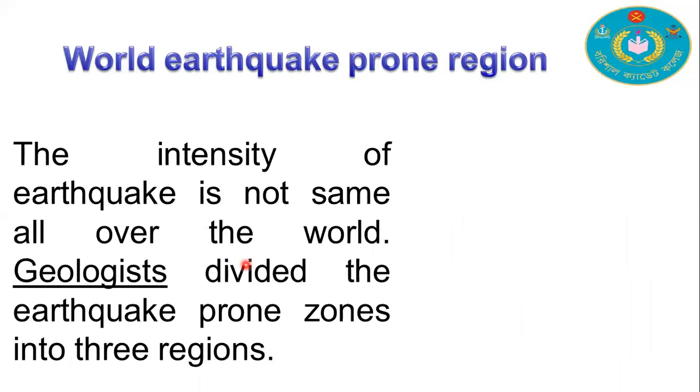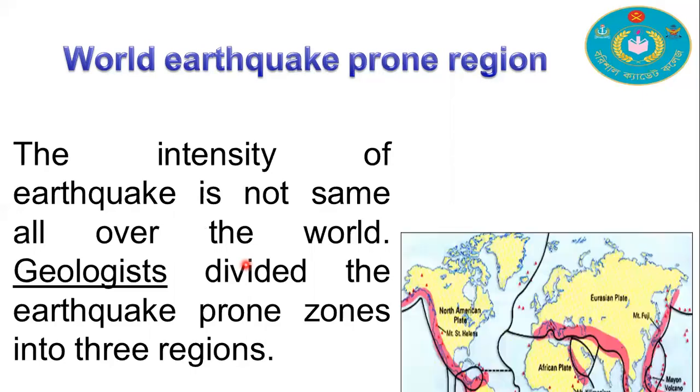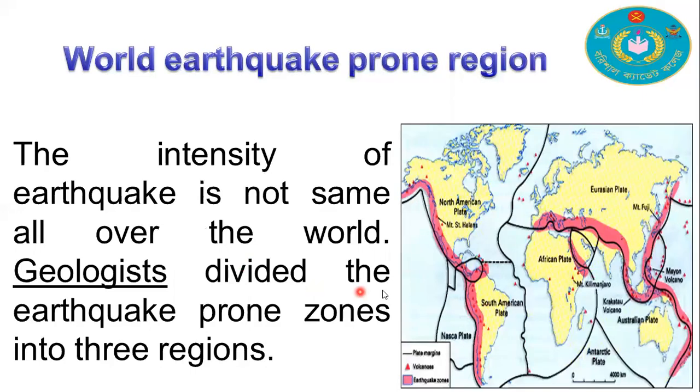You know, the intensity of earthquake is not the same all over the world. Geologists divided earthquake-prone zones into 3 regions based on the structure of the earth of a certain place, the characteristics of the soil, and some other parameters of that part. This is the figure here. You can see these are the earthquake-prone zones in the world.